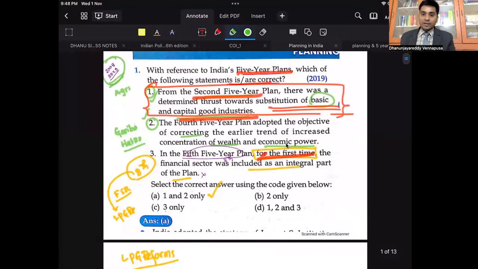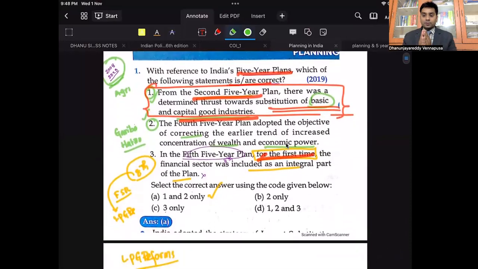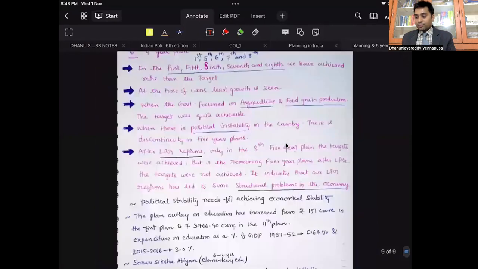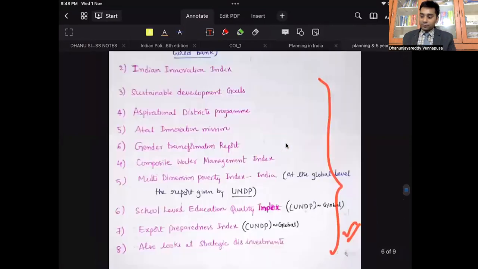2008 questions in planning. So if you look at planning, what is my summary? They are asking objectives of planning. They are asking some years of planning. They are asking something like finance commission related things, and they are asking about growth and inclusive growth aspects. So what is the book that you have to refer? Go to my first video in the description box. I have given this. This one I have already said what you have to read in this.